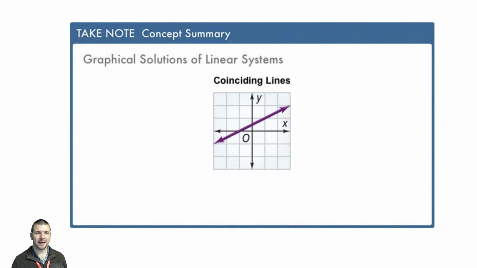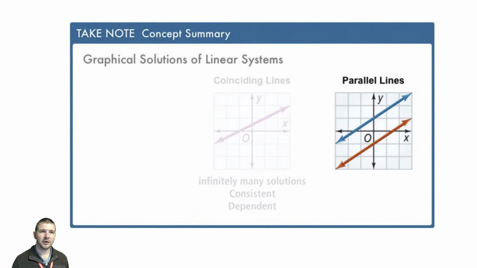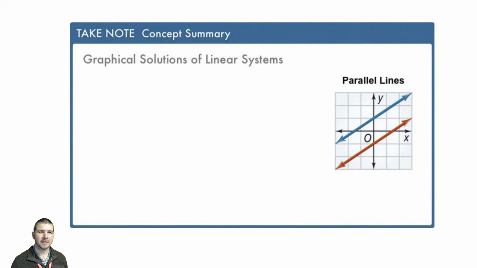Next, coinciding lines, so two lines perfectly overlapping one another, essentially forming the same line. In this case, we have infinitely many points in common between the two lines, so infinitely many solutions. This system is also consistent, but this one is classified as dependent. And third, parallel lines. So take note, we have no points of intersection, no points in common between these two lines, so there is no solution. And this system is said to be inconsistent.